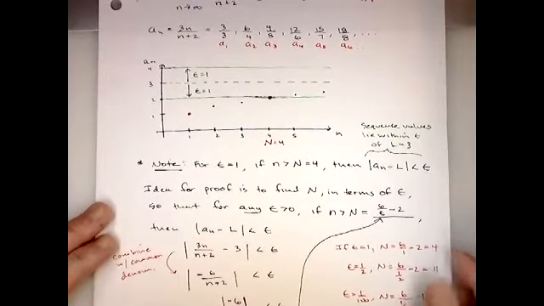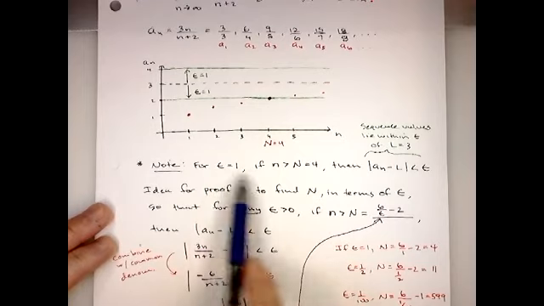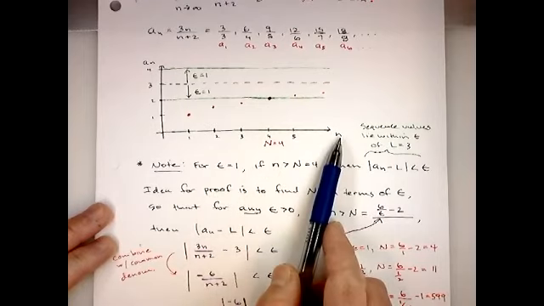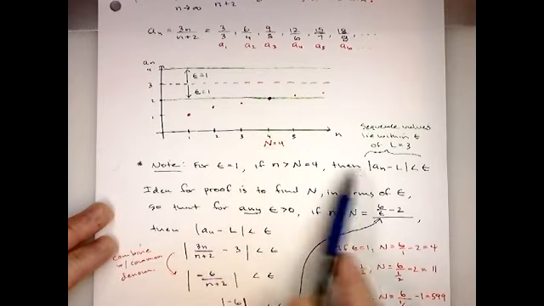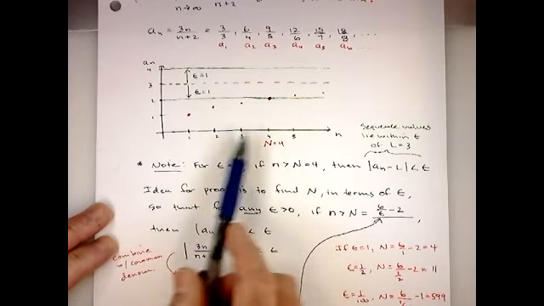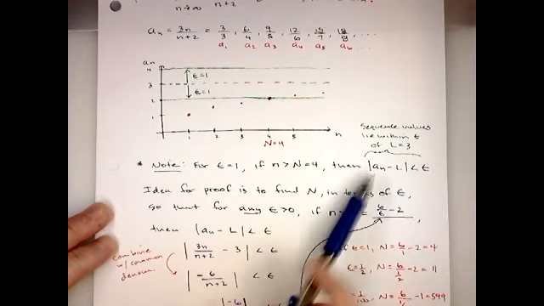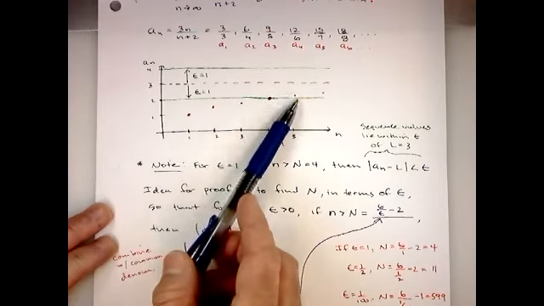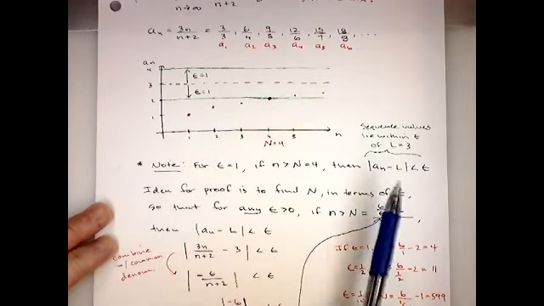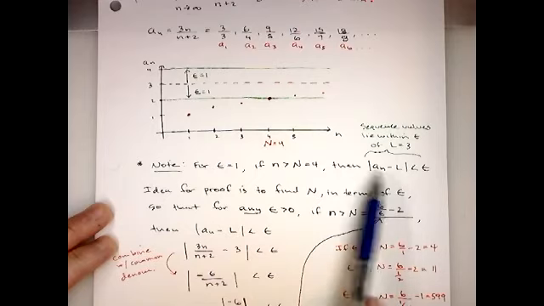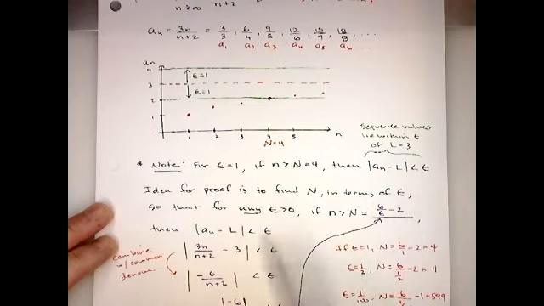More specifically then, what we just showed here was if epsilon was equal to 1, and little n, my sequence values, are bigger than n equals 4, then, and remember this terminology, the absolute value of a sub n minus L will be less than epsilon. That's just saying the difference between your sequence value and the limit, that distance, is going to be less than epsilon.